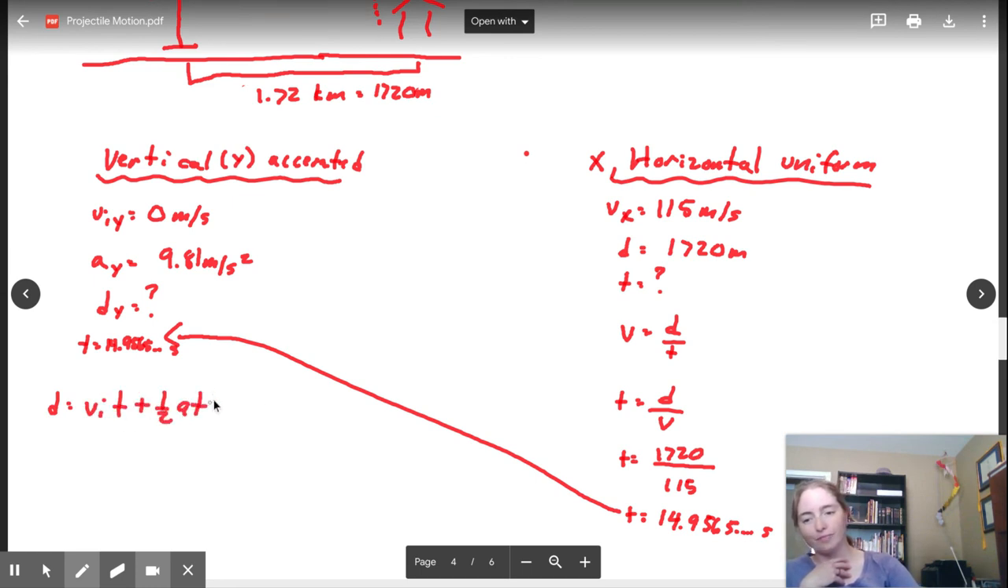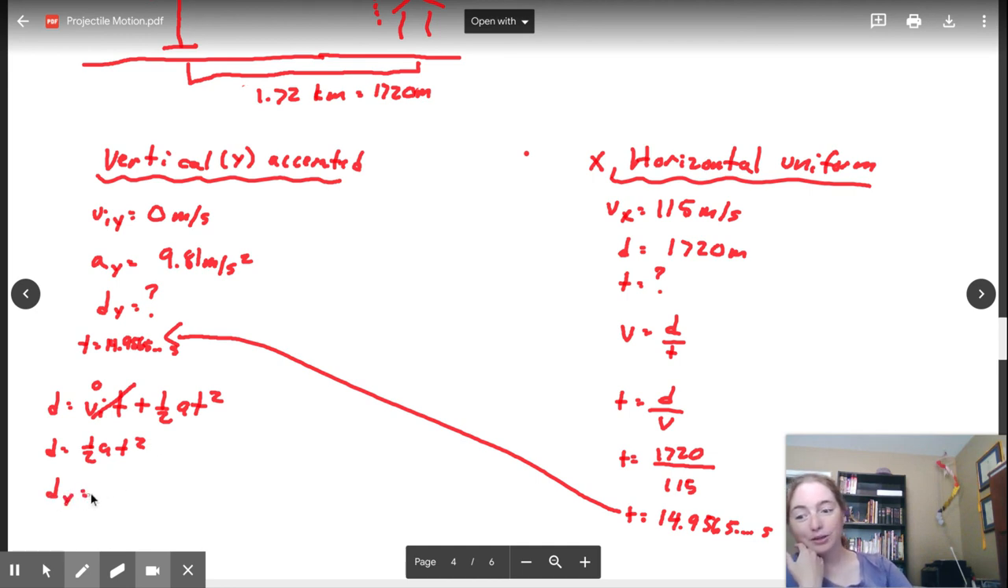Same equation as last time. VI is 0. VI times time, so 0 times time is going to give me 0. That's going to cancel. So I am left with 1/2 AT squared. I'm going to rearrange this to isolate for what? Well, I actually don't have to rearrange. I'm just going to use this because I'm trying to find dy.